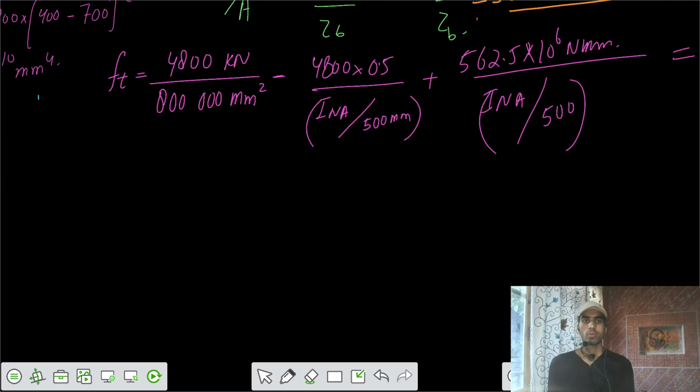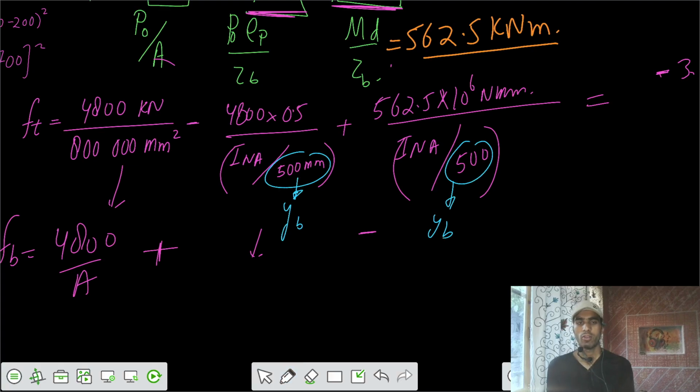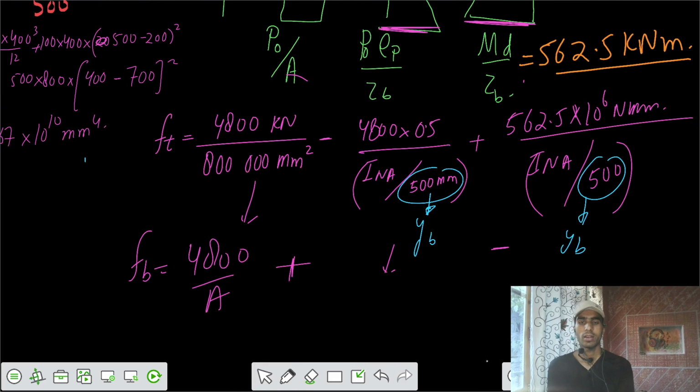And the stresses at the bottom would be P by A, that same value. Then after that we would have positive stresses at the bottom, and after that we have negative. But here we are going to change that Z bottom. We have to replace it by Y bottom, and the value of Y bottom is 700 millimeters.